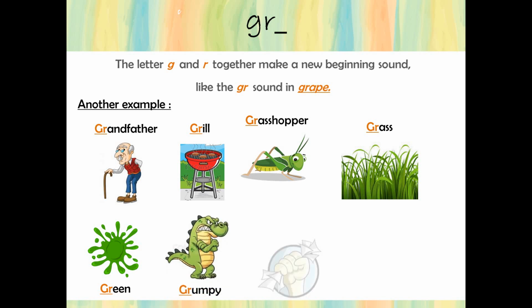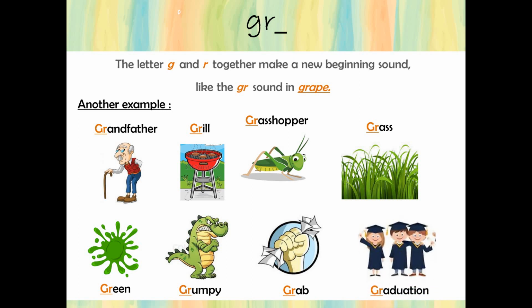grumpy, grab, and graduation. So all of the 8 words in these slides start with the sound gr. The sound gr is made up of letter G and R.